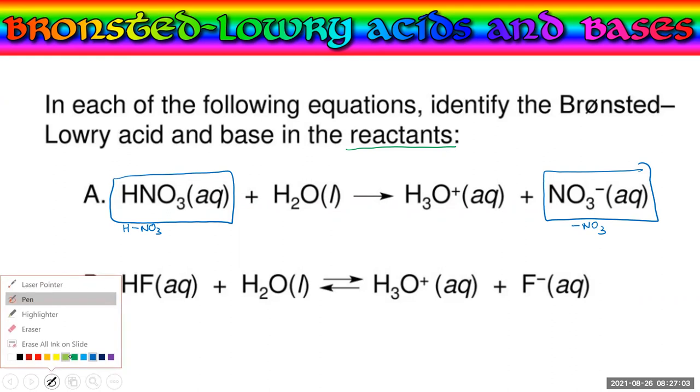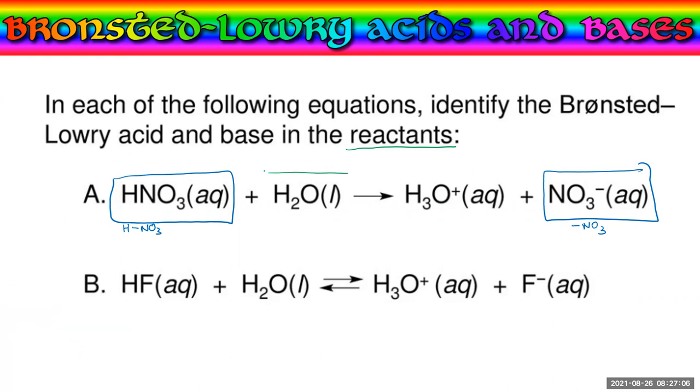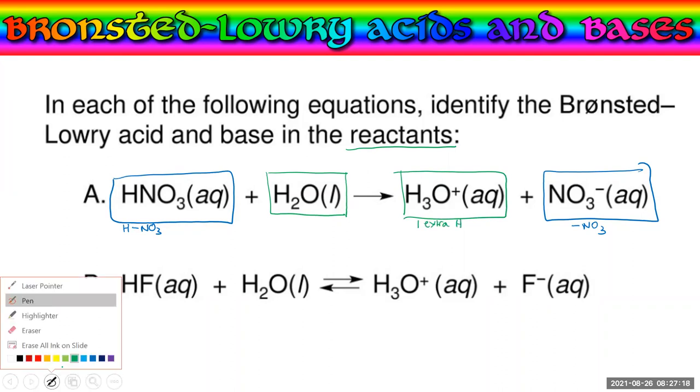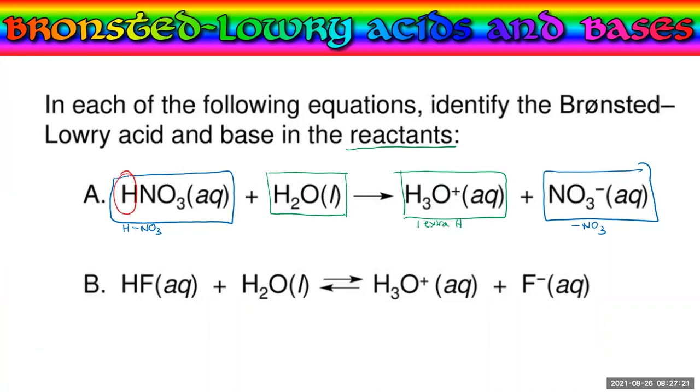Well, if we look at the other reactants, we see water here and the hydronium ion, and we see that this has one extra hydrogen than it had before. So what's actually happened in this reaction is that this hydrogen has gone onto the water molecule. That means the HNO3, the nitric acid, is donating its proton, and that, of course, means it's a Bronsted-Lowry acid. Water is accepting the proton, and that means it's a Bronsted-Lowry base.